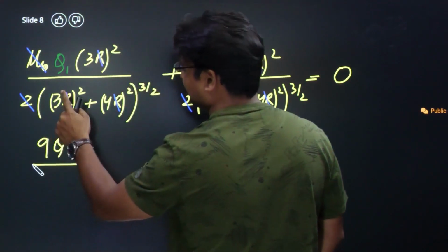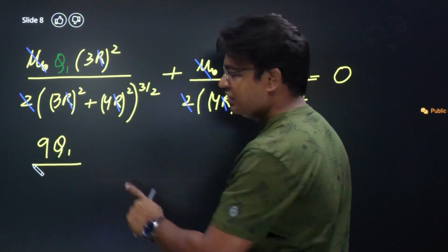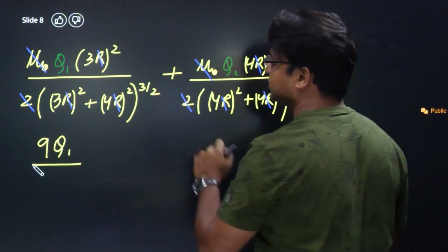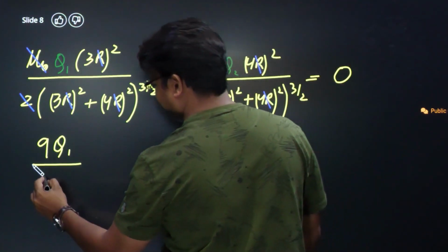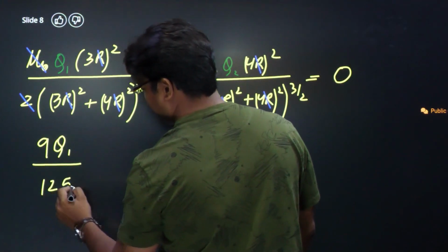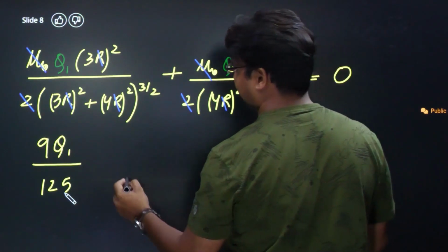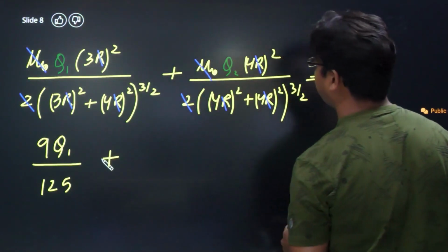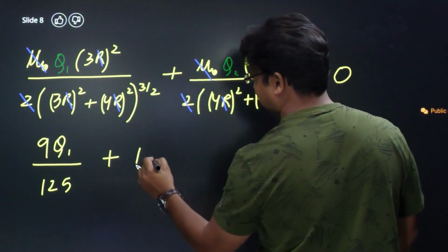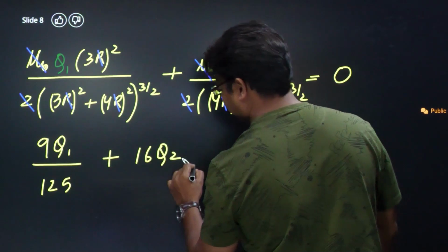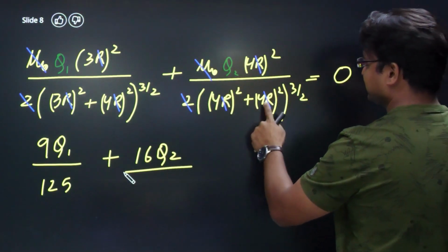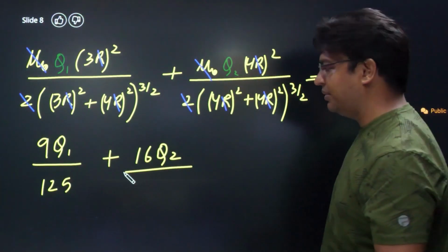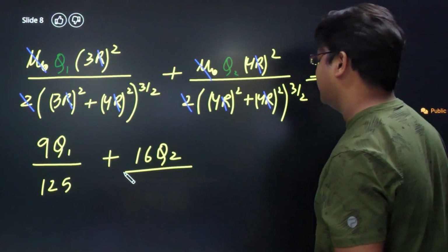So ultimately, when we go to the next step, this becomes 9Q1 divided by 3 square plus 4 square. 9 plus 16, 25. 25 raised to power 3 by 2 is 5 cube. 5 cube is 125. So this is what we are getting from the first term. Then from here, what are we getting? 16 Q2 divided by 16 plus 16 is 32. 32 raised to power 3 by 2.